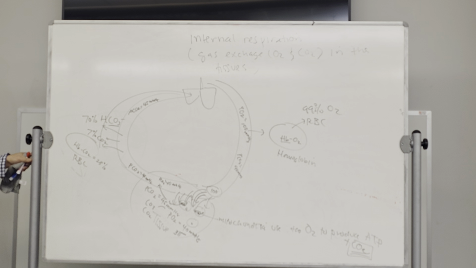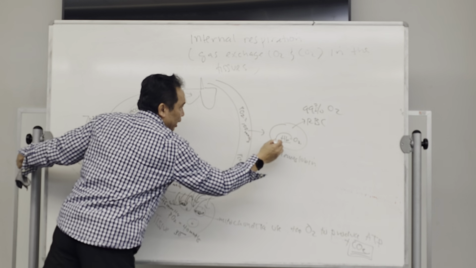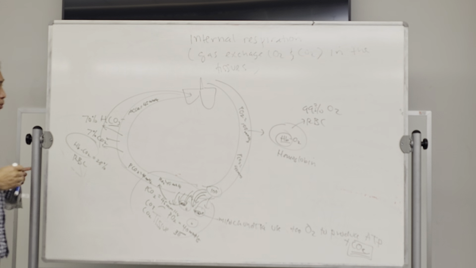While the oxygen mostly will be carried by the hemoglobin. That's the reason why if we don't have enough hemoglobin, it means that we're going to have less oxygen carried. And again, this condition is called anemic hypoxia.